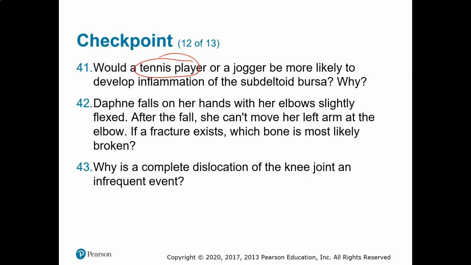She falls on her hands with her elbows slightly flexed. She has probably broken her ulna. And then, why is a complete dislocation of the knee joint an infrequent event? And that is because it's so stable. There are so many ligaments that help stabilize the knee joint.